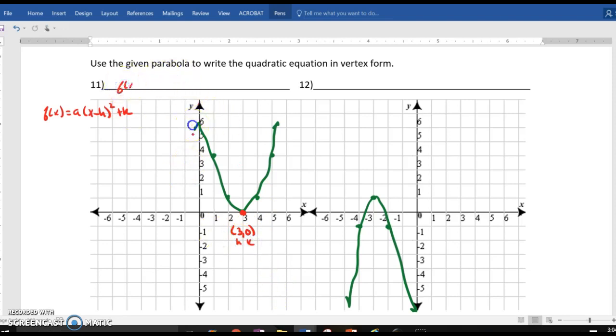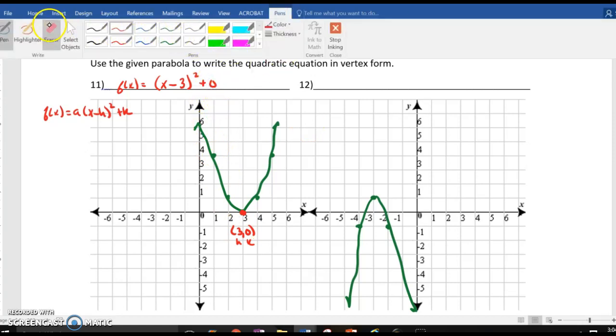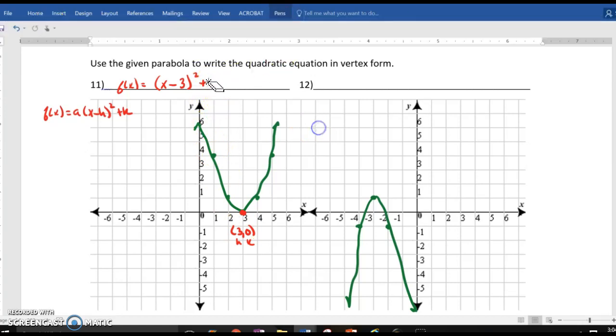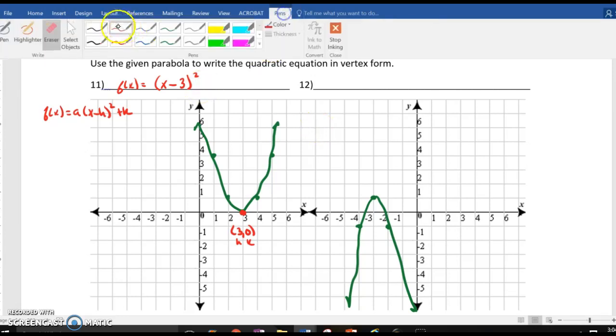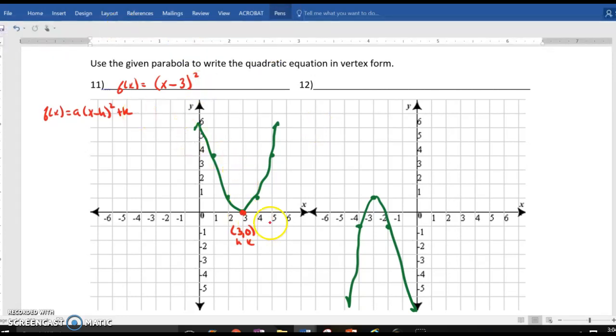Now, f of x equals the quantity x minus, what's the x coordinate? 3 all squared plus, what's my k? 0. But technically, because we're adding 0, we do not have to change this. Now, a, on the other hand, we do have to check. If I go over 1, what did I go up? 1. So in this case, a is 1, and we can leave our equation like this.